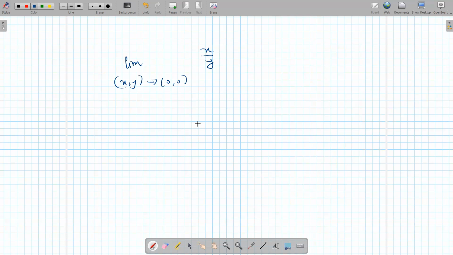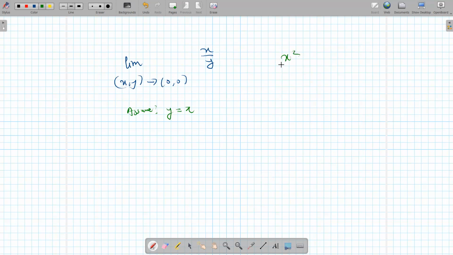So now what do we do? What you need to do is write one variable in terms of the other. Okay? Write one variable in terms of the other. What I'm going to assume is that y is x.